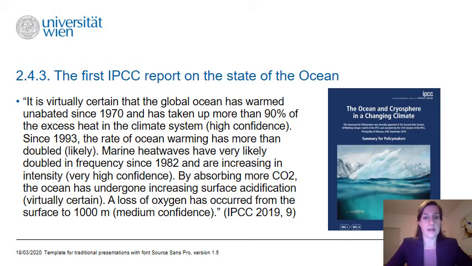The next sentence: since 1993, the rate of ocean warming has more than doubled, which is likely. Marine heat waves have very likely doubled in frequency since 1982 and are increasing in intensity, which is supported by data and very high confidence. By absorbing more CO2, the ocean has undergone increasing surface acidification. A loss of oxygen has occurred from the surface to 1,000 meters. So, as you can see from the IPCC report, the ocean is under threat.